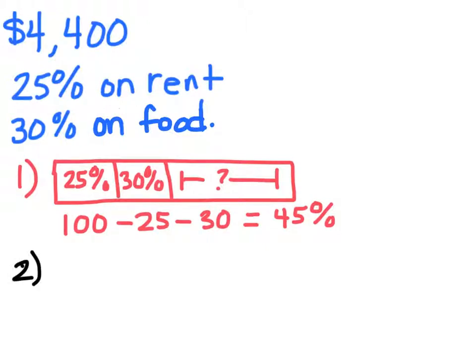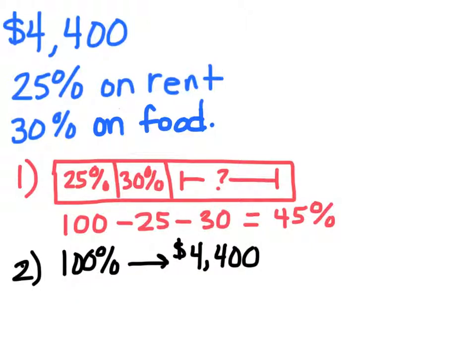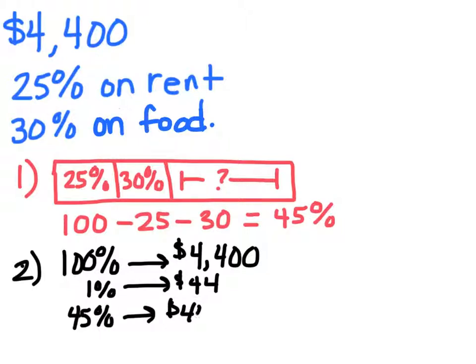In method 1, we'll say that 100% is equal to $4,400. Therefore, 1% of his salary, when we divide both sides by 100, is $44. So 45% of his salary, which is what remains, would be equal to $44 times 45, which is going to equal $1,980. So after he pays his bills, he has $1,980 left.